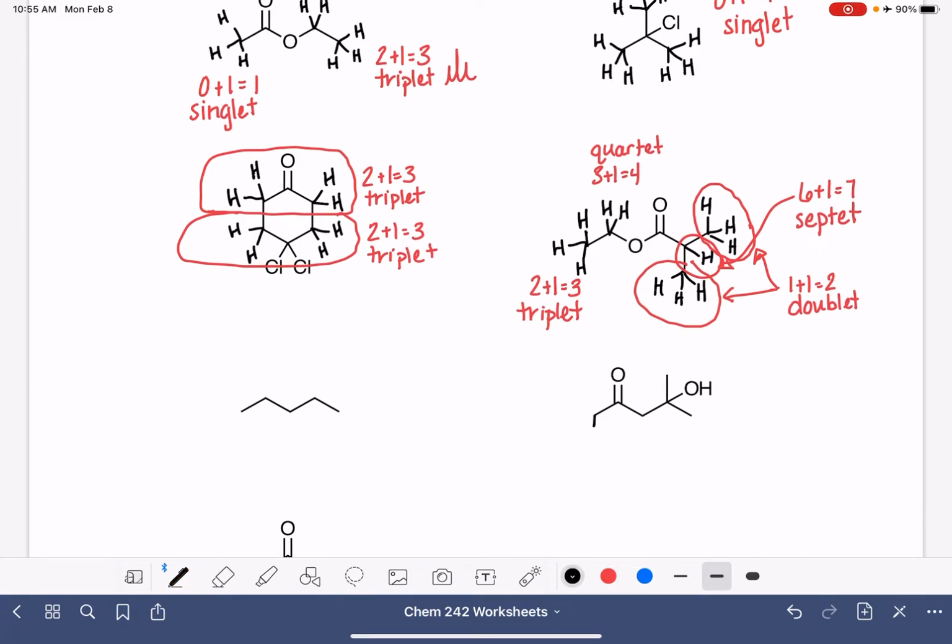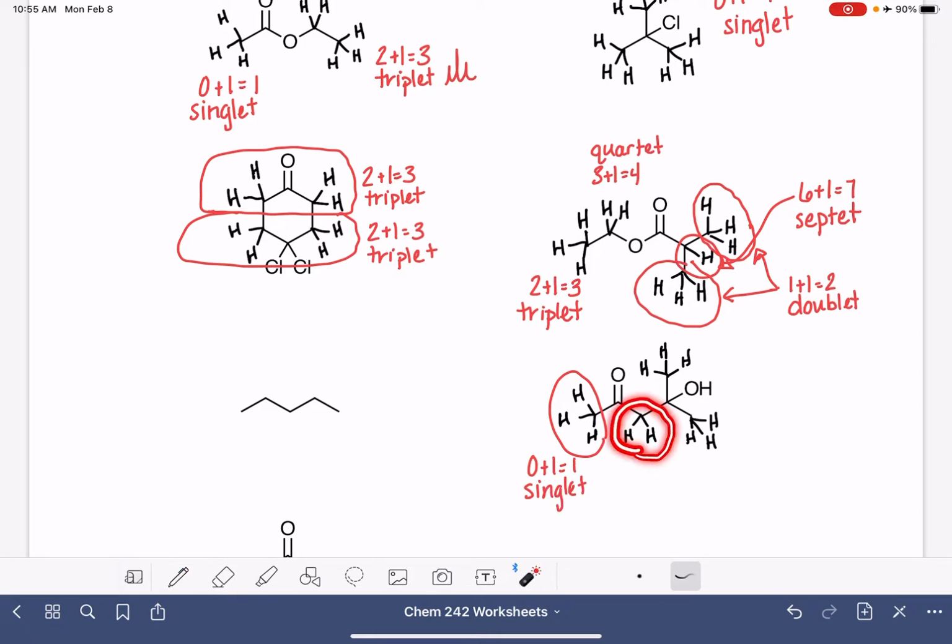Let's actually do this one next. We'll draw the hydrogens onto this. So starting on the very left-hand side, these 3 hydrogens right here, 1, 2, 3, 4, they're too far away to be split by anything. So these are 0 plus 1, a singlet.